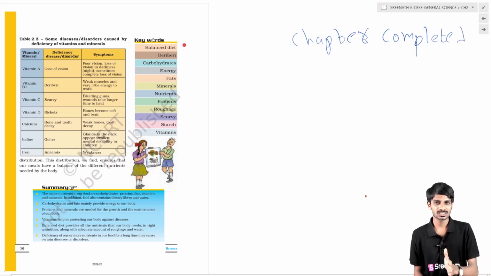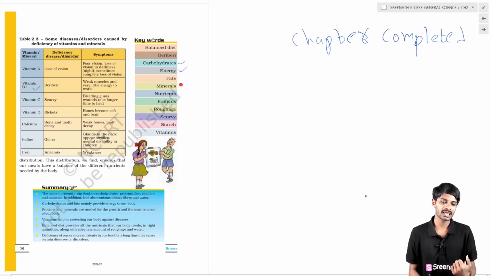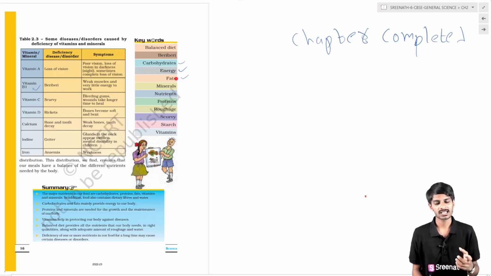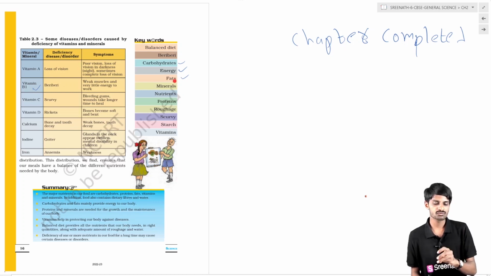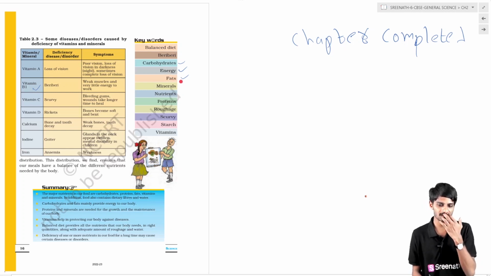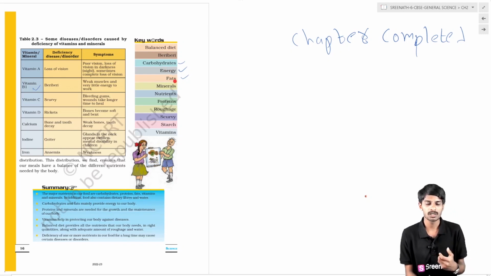Balanced diet: if a food contains all the nutrients, we call it a balanced diet. Beriberi is a disease caused when there is vitamin B1 deficiency. Carbohydrates are majorly in rice, it is an energy rich food. We eat food items to get energy, so that by having energy we can do any work. Fats are basically energy rich foods. They have more energy than carbohydrates. These are one of the major components of food.